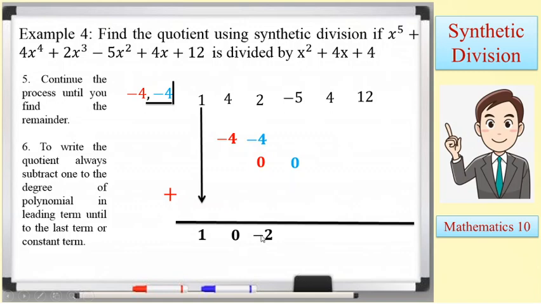Okay? Next, yung -2 naman yung i-multiply natin sa divisor. -4 times -2 is +8. So, yung product na 8 na nakuha natin ay isusulat sa next term natin sa tapat ni -5. Okay? So, -5 plus 0 is -5. -5 plus 8 is +3. Okay? Next, i-multiply naman natin yung +3. So, -4 times +3 is -12.